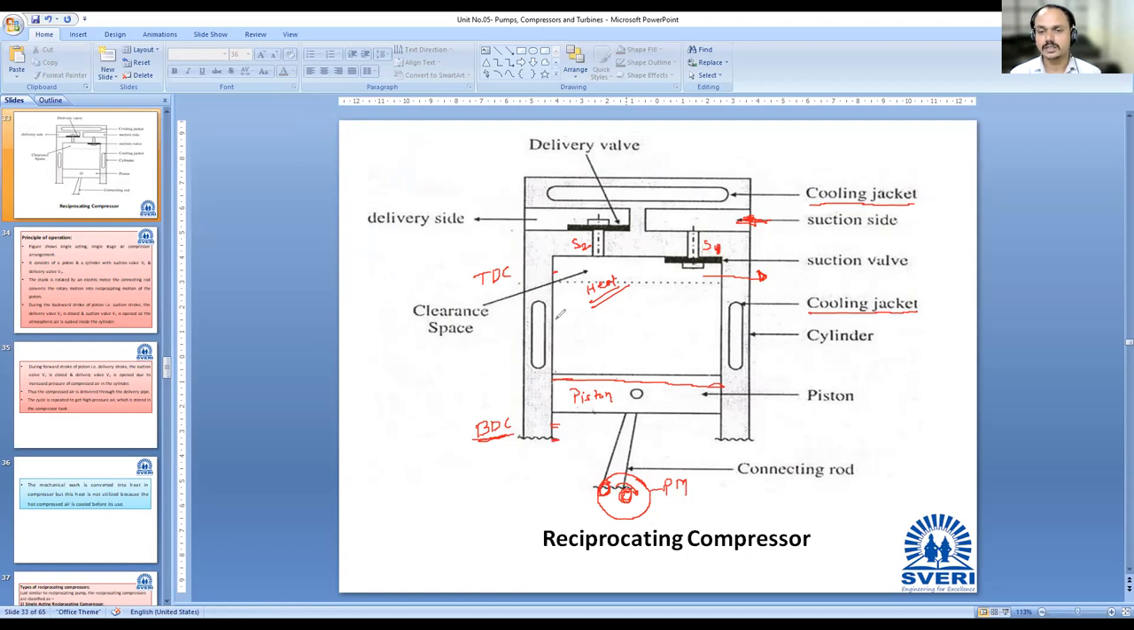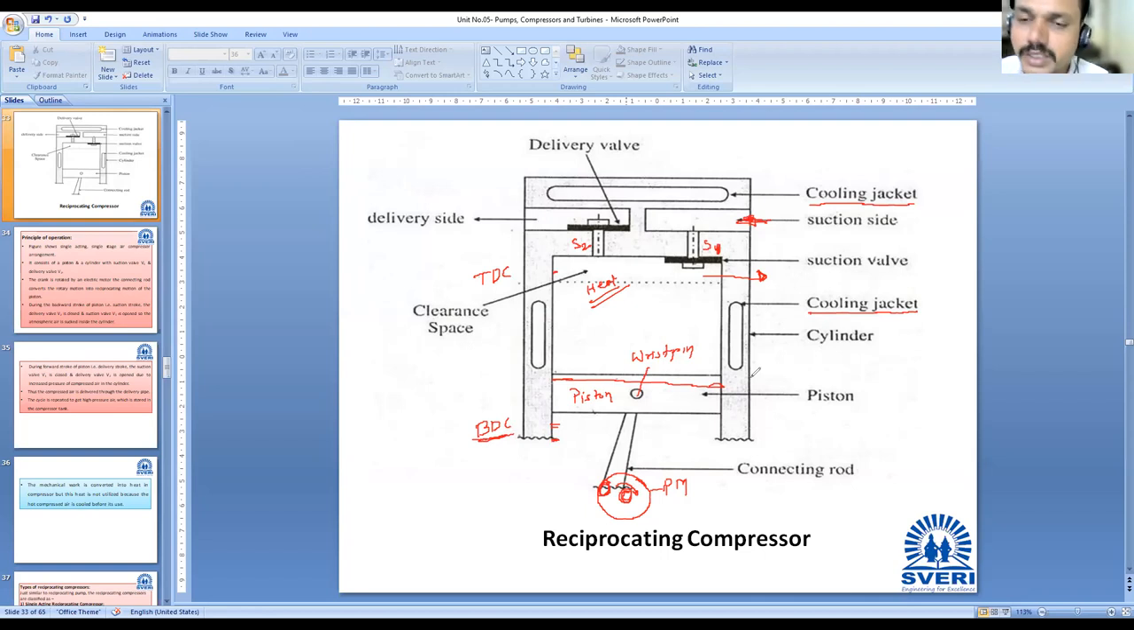Okay, this connecting rod is connected to the piston through a piston pin, or we can say wrist pin here. Okay. Wrist pin. Then this piston is fitted into the cylinder. This one is the cylinder. Now on the top of that cylinder, two ports are provided. This one is one port. Port means two holes.